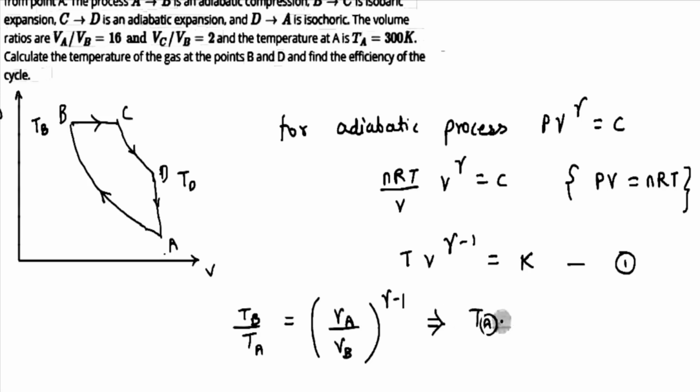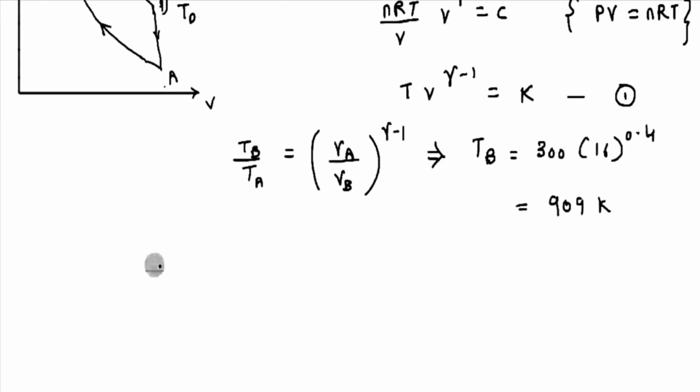Therefore TB will be TA, that is 300, into VA by VB, which is 16 raised to 0.4. This value comes out to be 909 Kelvin. So we have calculated the temperature at B. Now we will follow the same process for the C to D process.